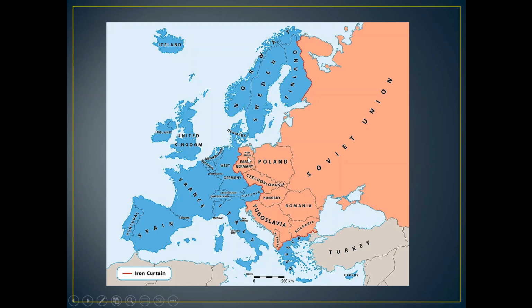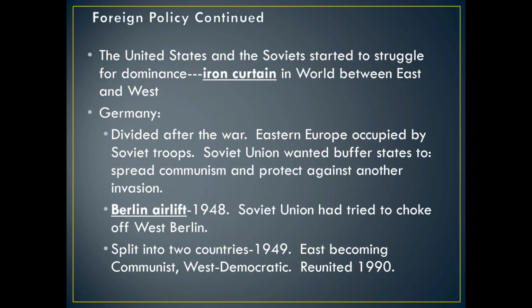Berlin was the capital of Germany, so both sides wanted it. So Berlin, even though it's in the eastern side, was also divided into two. Western Berlin was part of the non-communist side, and Eastern Berlin was part of the communist side. What happened, though, is Western Berlin, which was non-communist, had a much better standard of living. So a lot of people were trying to flee there. That way, if you were in Eastern Germany, you could get to the non-communist part of Germany.